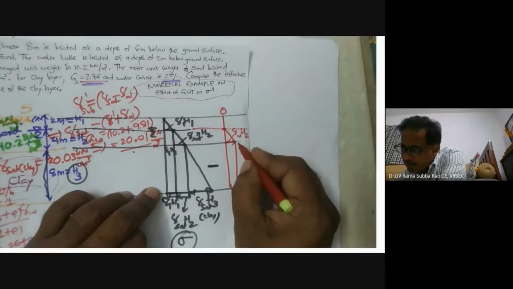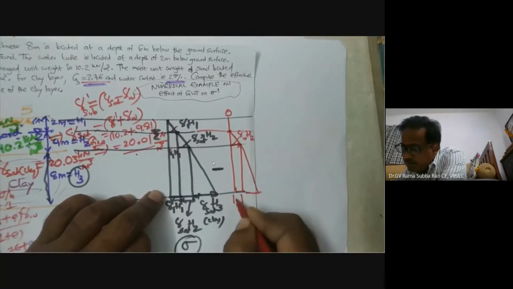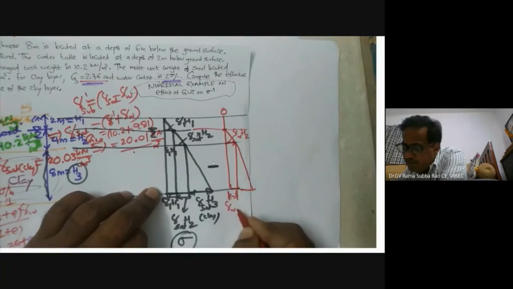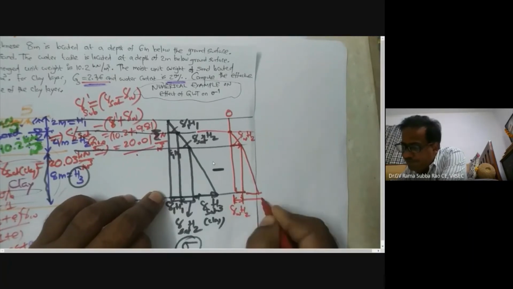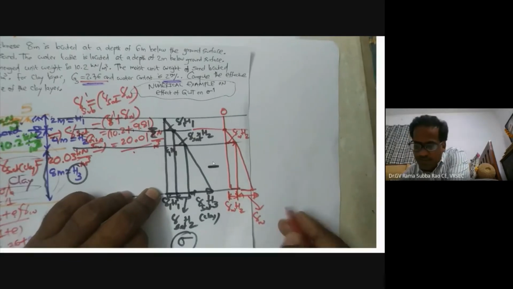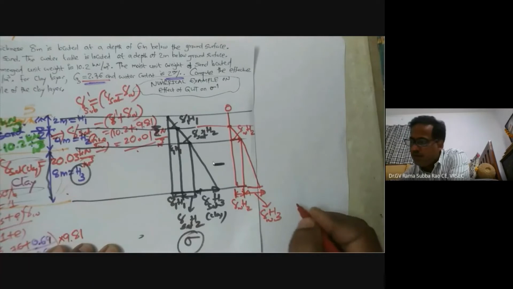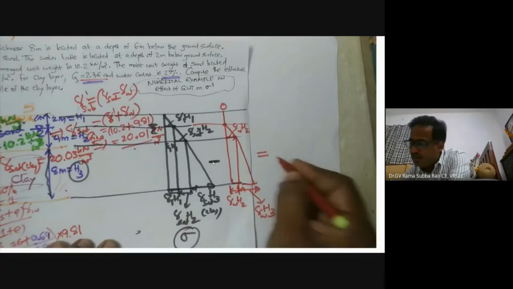Now coming to the next layer. So what is this answer now? This, just now we discussed, gamma W into H2. Now what is this value? Gamma W into thickness of the clay layer that we are trying to represent as H3. Now how to calculate the answer now? That is effective stress.